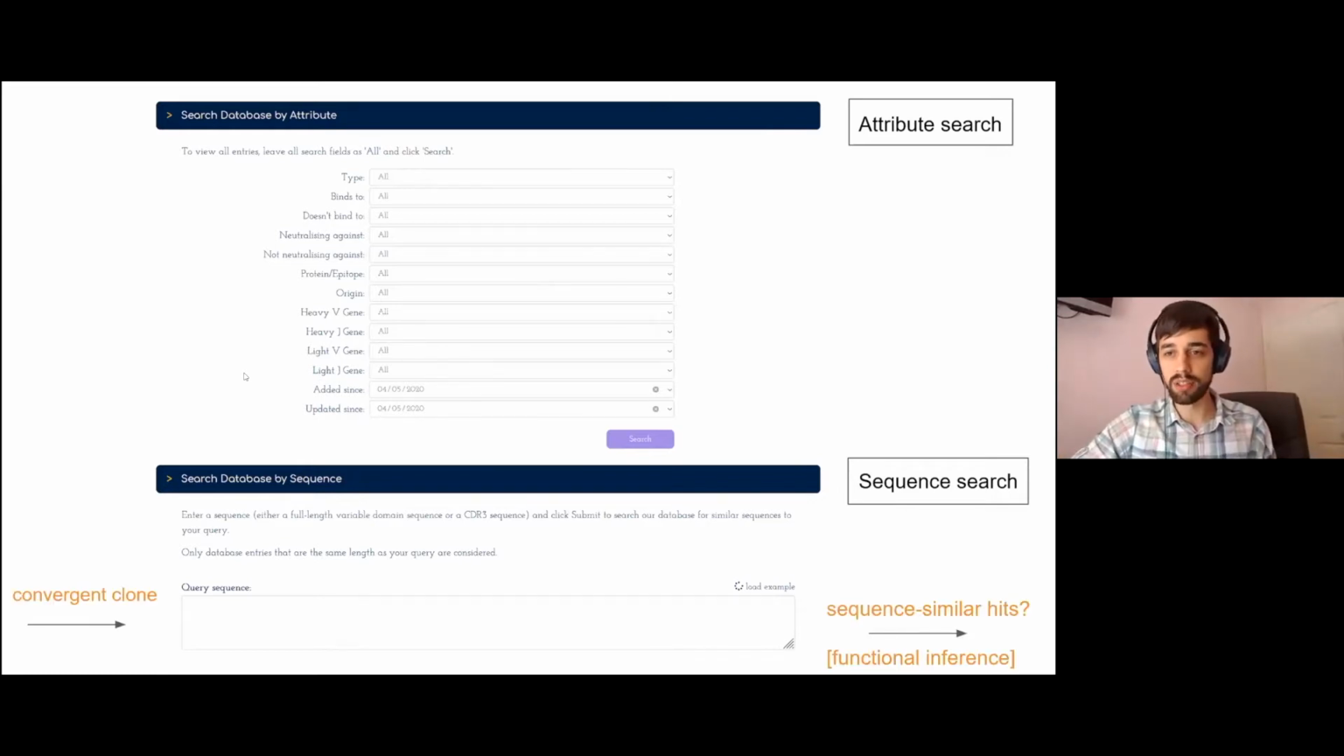So this allows you to use this data, and it's all hosted freely available online, in a way to suit you. But hopefully it will be explanatory for why we might want to do this in the live demo. We'll be feeding our convergent clone in, and we'll be seeing if we can get any functional inference from the hits that are close to it in sequence to the CDRH3 loop.